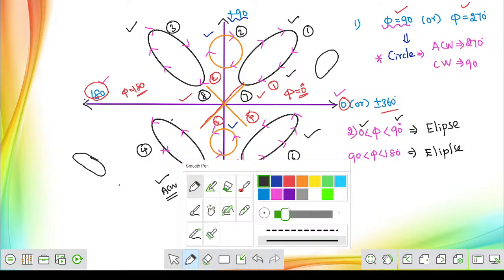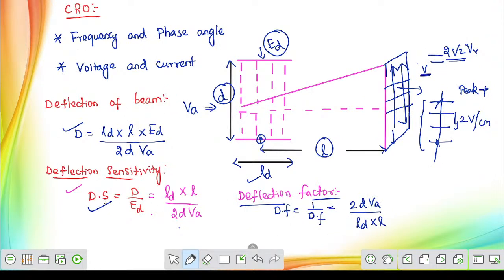As we are discussing CRO, in the last class we completed the basic operation of CRO. We have seen the structure, the formula, how to calculate the deflection of a beam, deflection sensitivity, and then deflection factor. We discussed all these things, and we have seen the purpose of CRO and how CRO is used to measure the value of unknown frequency or phase angle or voltage or unknown current, whatever. We have seen that.